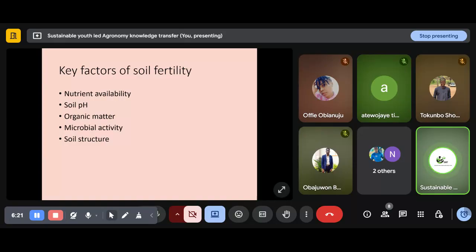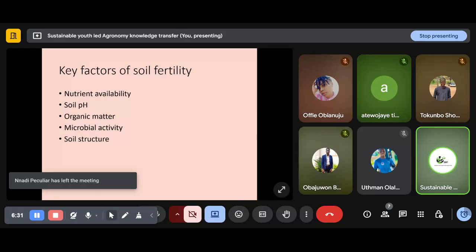Organic matter has to do with, let's say, dead debris, leaves, those things that die and decompose and form matter for the soil that gives it nutrient. Microbial activity has to do with microorganisms in the soil, while the soil structure has to do with the general structure of the soil.